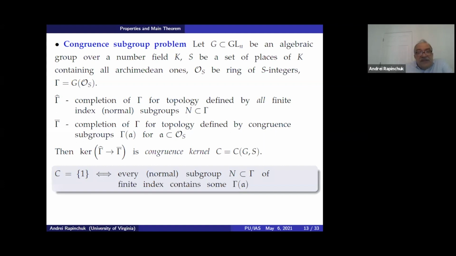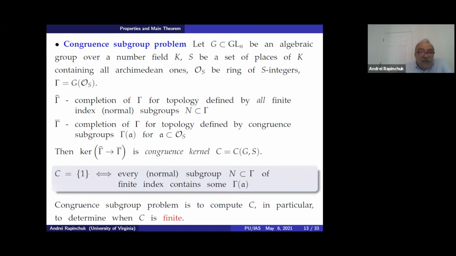Now, it's very easy to see that the congruence kernel is in fact trivial if and only if we have the desired answer to the congruence subgroup problem in the classical sense, namely every finite index normal subgroup contains a suitable congruence subgroup. Now, in general, the congruence kernel is not necessarily trivial. So the congruence subgroup problem is really the problem of computing C in various situations, and in particular, determining the cases where C is finite. In this case, we say that we have the congruence subgroup property.